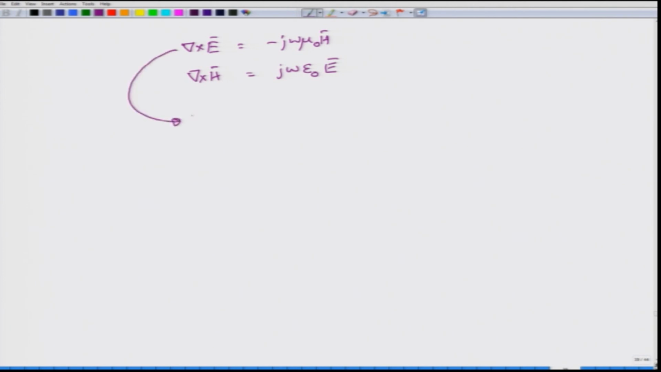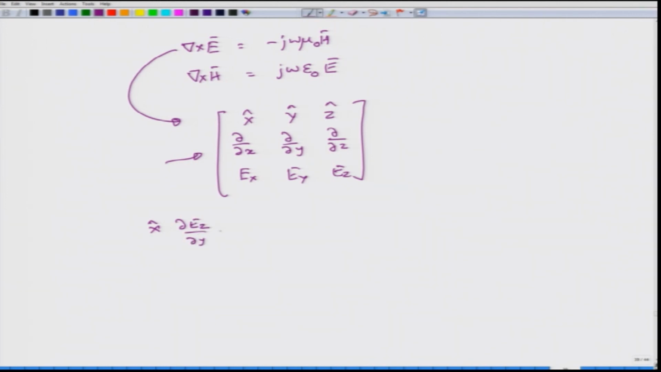Now, what is curl of E? Curl of E is obtained by taking the determinant of this matrix, which will have E x, E y and E z, and the determinant is x hat del E z by del y minus del E y by del z, minus y hat del E z by del x. Since I am going to take the minus sign later on anyway, I can rewrite this as del E x by del z minus del E z by del x.